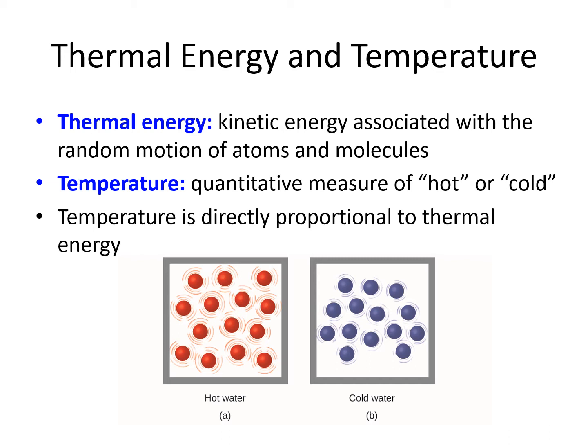In the picture, you can see that the hot water has a lot of lines around each of the balls. That indicates it's moving more, so it has a higher thermal energy. And in terms of temperature, we would measure it and call it hot. For the cold water, it has fewer lines around it, indicating that it's jiggling less. There's less kinetic energy associated with it. So thermal energy is lower, and when we measure its temperature, we find that it is cold.